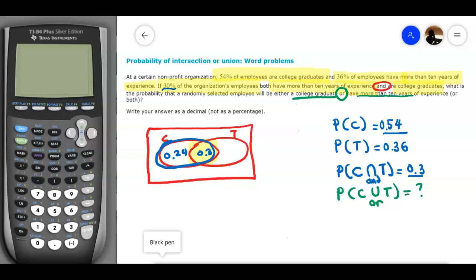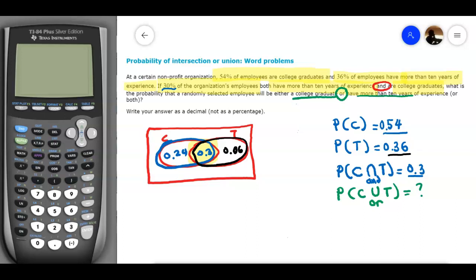And we use similar logic with the tenure group. We have 0.3 of them with a college degree, so the people who have been there for 10 years and don't have a college degree will be the difference between 0.36 and 0.3, which is 0.06.